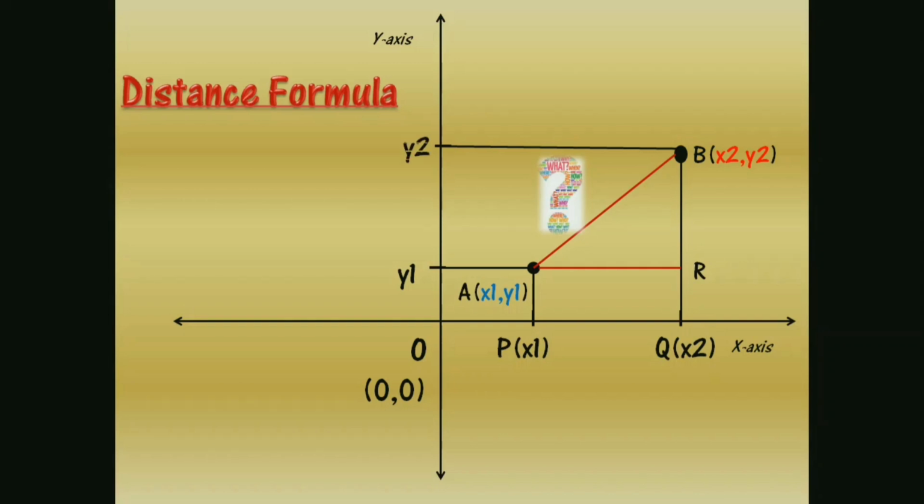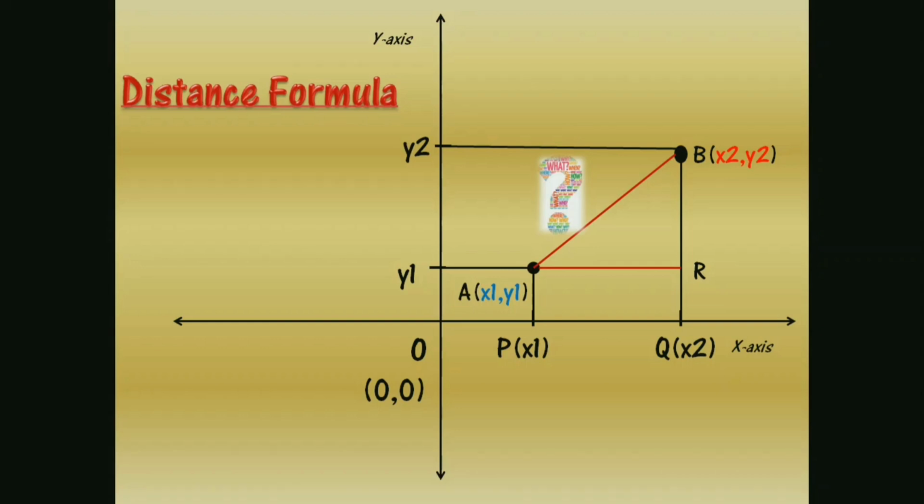Consider triangle ARB. This triangle is a right angle triangle, so we can apply the Pythagoras theorem in this triangle. The Pythagoras theorem says that the square of the hypotenuse is equal to the sum of the squares of the other two sides. So we can say that AB square equals AR square plus RB square.